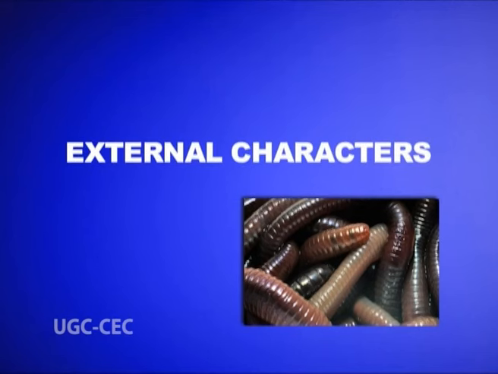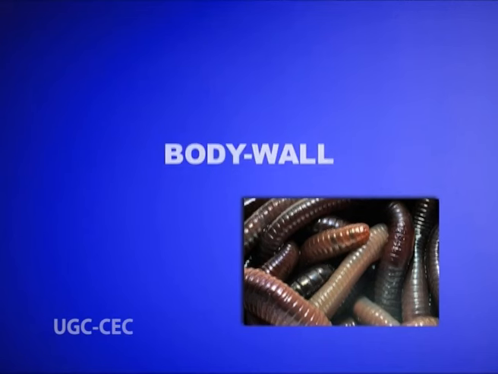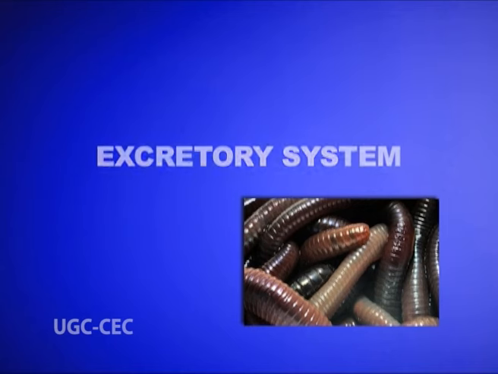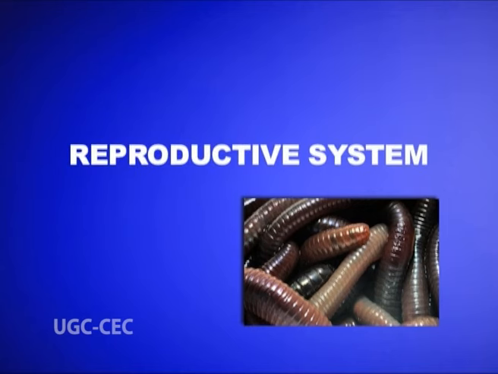In this chapter, we have talked about the external characters of the earthworm, their body wall, excretory system as well as male and female reproductive system.